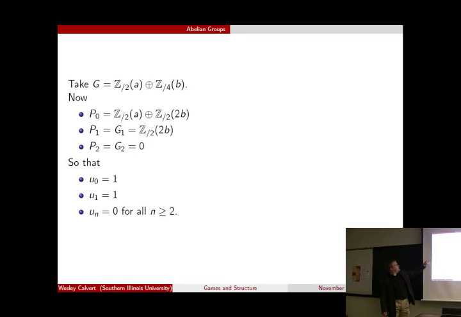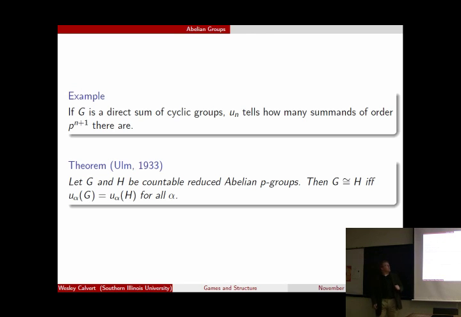So what this tells you, and this is always true when you have a direct sum of cyclic groups, what this tells you is 1 cyclic factor of type Z mod P to the 1, 1 cyclic factor of type Z mod P squared, and no others. So the Ullmann invariants in a direct sum of cyclic groups tell you how many summands of each kind you have.